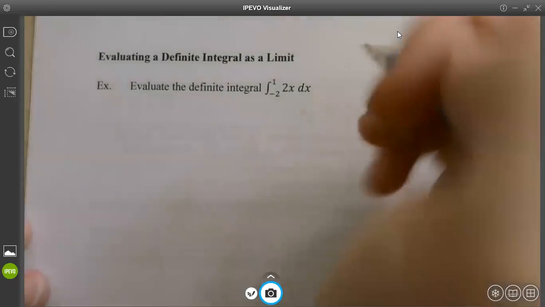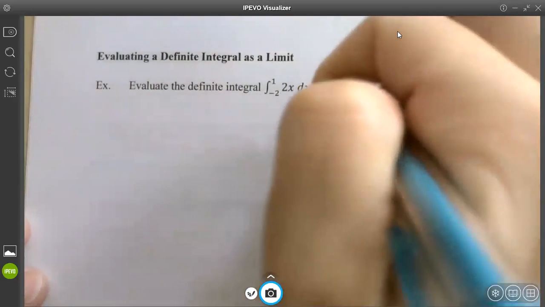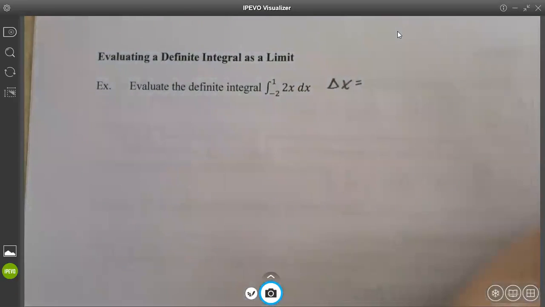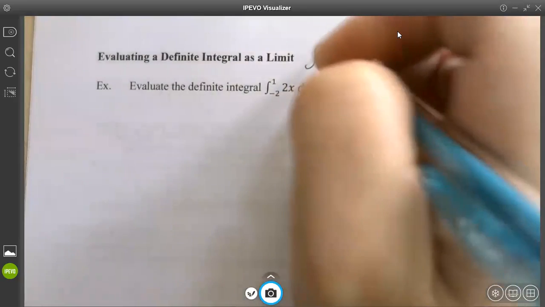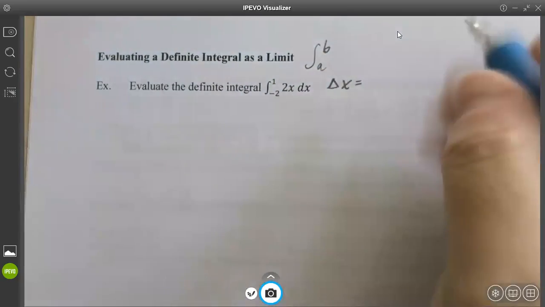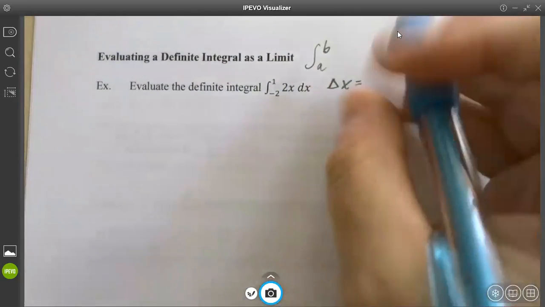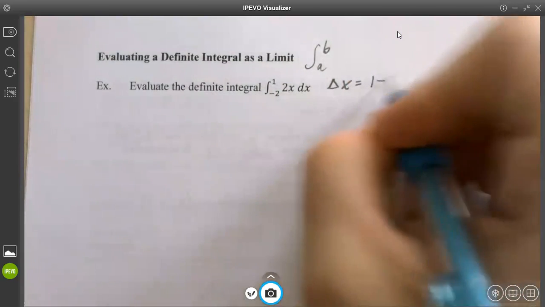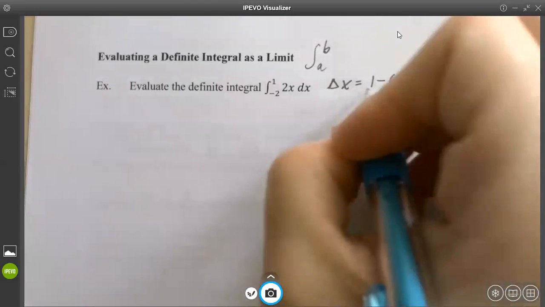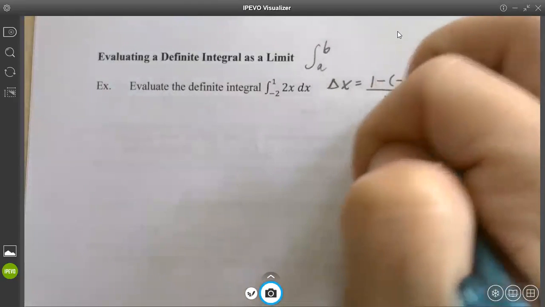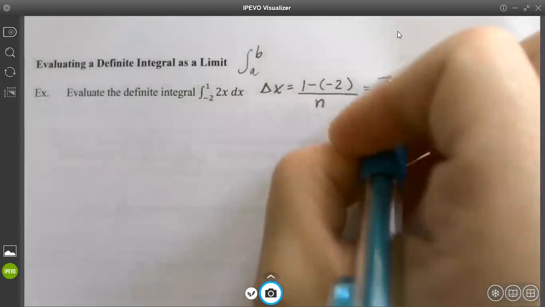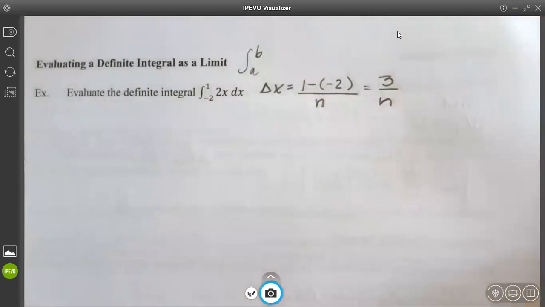Okay, so we're going to start with delta x. How did we get delta x before? So remember, this goes from A to B. So our B is 1 minus -2 over n, which gives us 3 over n.